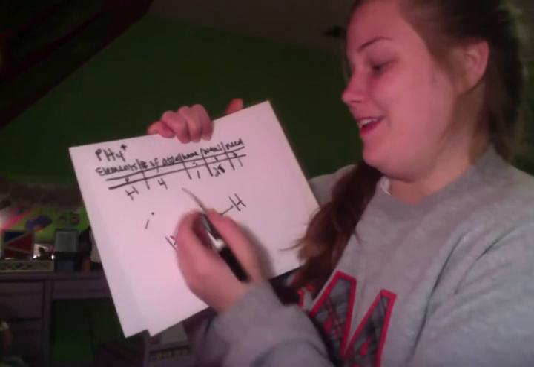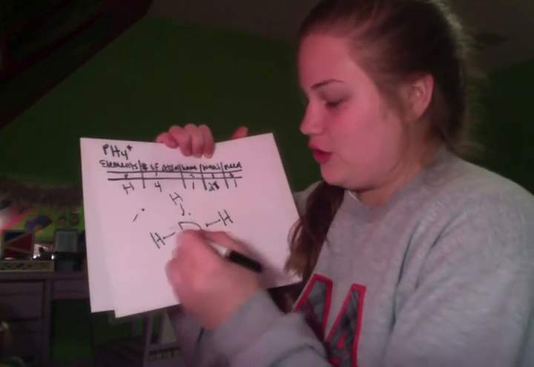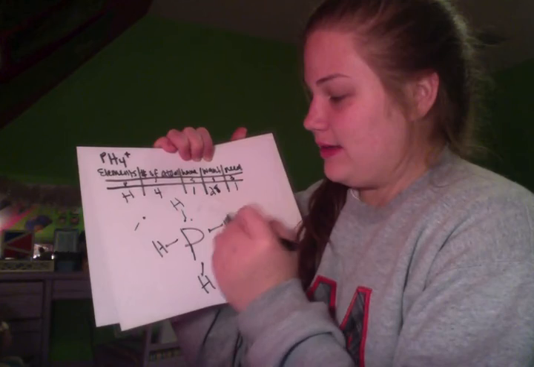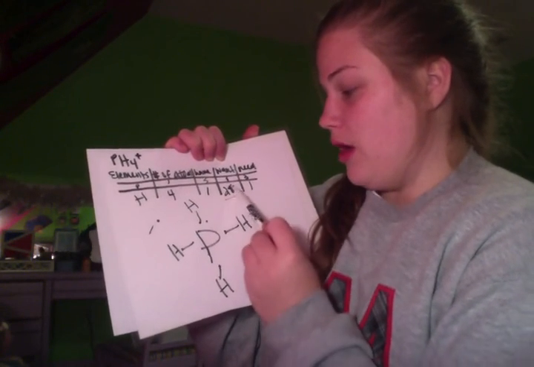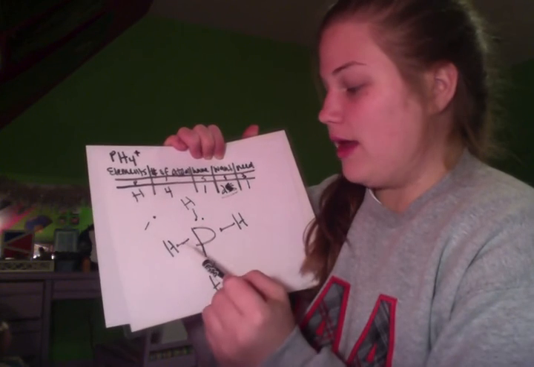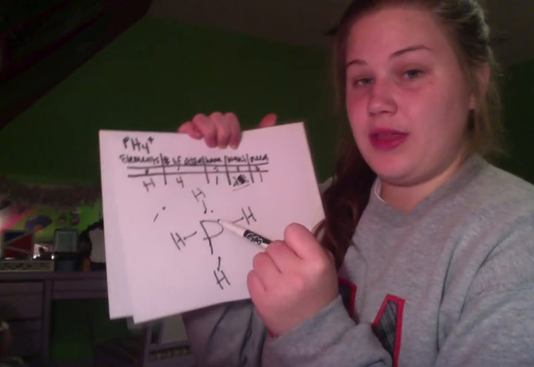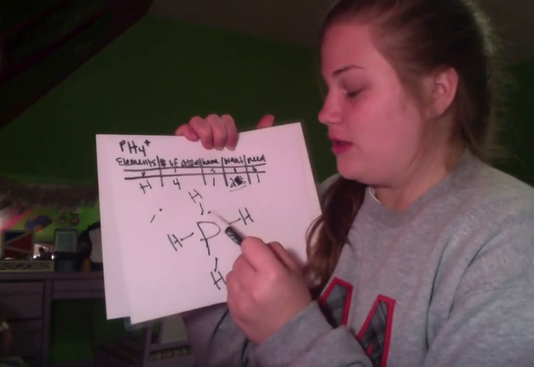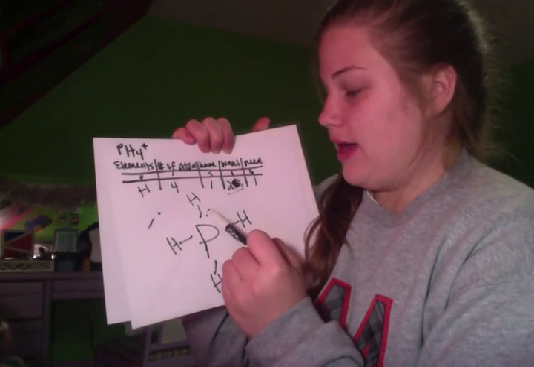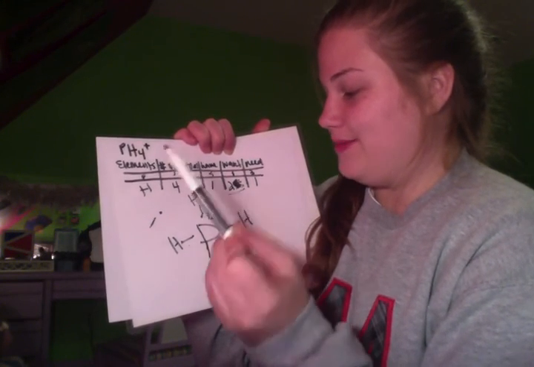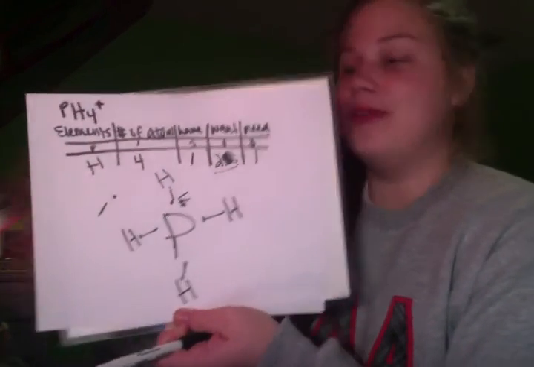Oh, and then it needs another H. And then you bond those. So it has 2, 4, 6, 8, 9. And H only needs 2, so it has 2, 2, 2, and 2. So the P is the only one that has an extra. And since you can subtract an electron, you can X that out. And that is how you do that one.